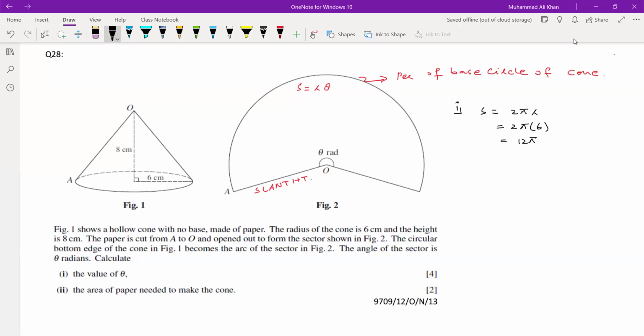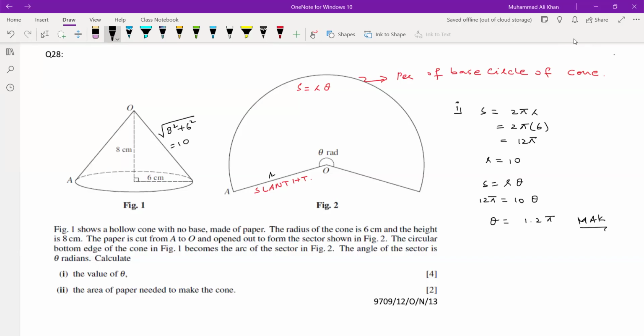And what is this? R is the slant height. How to calculate the slant height? By using Pythagoras theorem. 8 squared plus 6 squared, what is the answer? 10. So the radius is 10. Using S equals r theta, S is 12 pi equals 10 theta. The value of theta is 1.2 pi. You can write 6/5 pi, anything can be written. Any confusion? Is it clear?